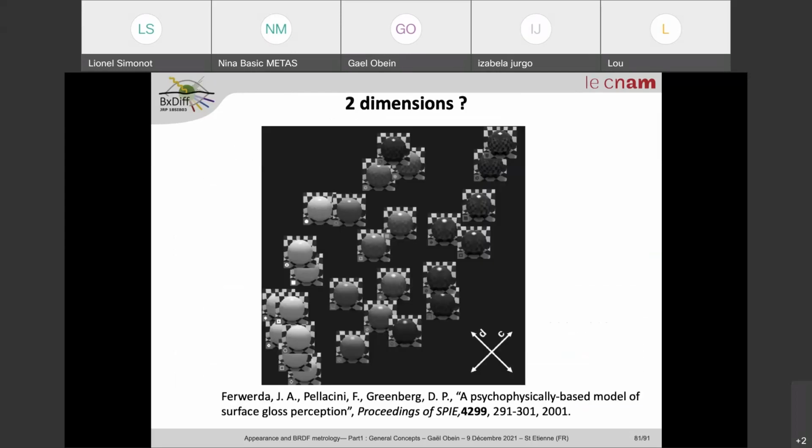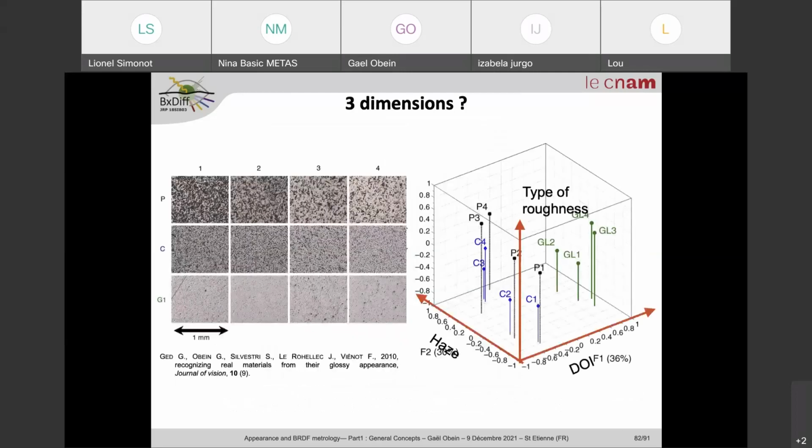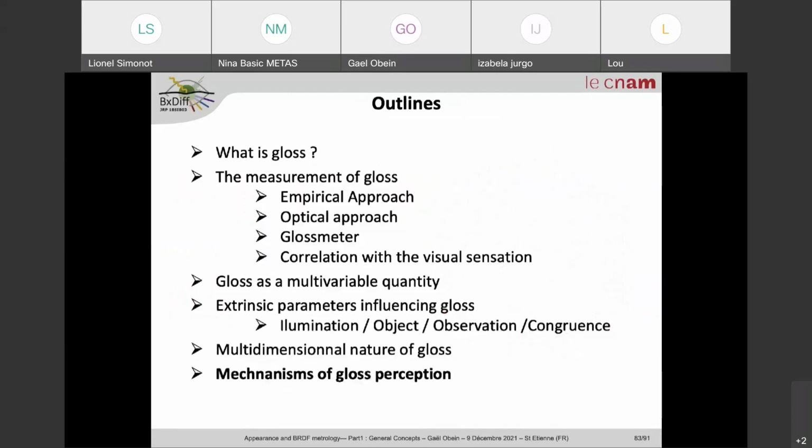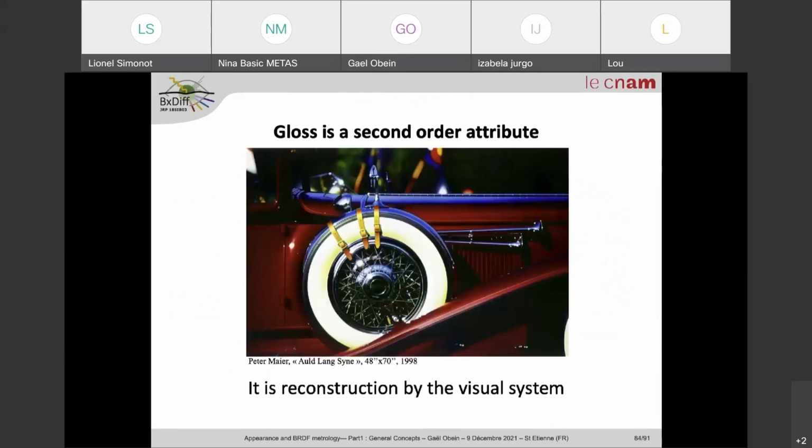So I already mentioned it. Gloss is a multidimensional quantity, maybe 2 dimensions. That was the assumption of Fairweather, maybe 3 dimensions. That was the assumption of Guillaume. We don't know it, maybe it's more. We'll see. We don't know so far.